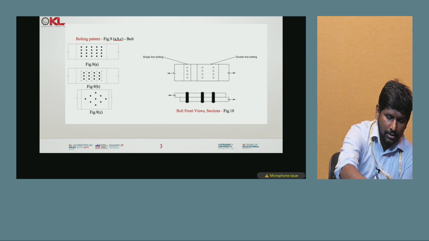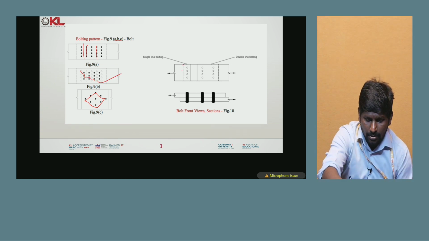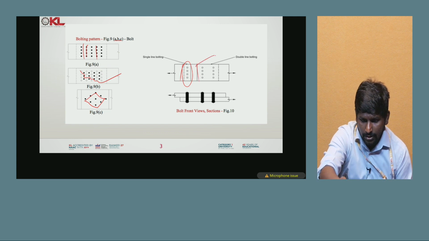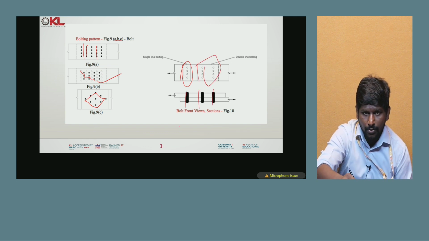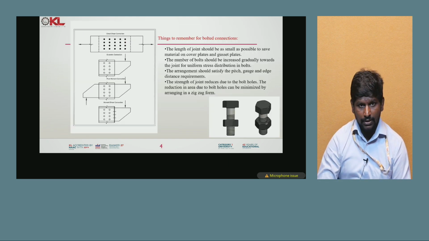Already we discussed the line pattern, and this one is the diamond pattern, because it is diamond in manner, and this one is the zigzag manner. Here you can see single line bolting, and this one is double line bolting. This is the top view, and these are the different types of bolt front views and sections.